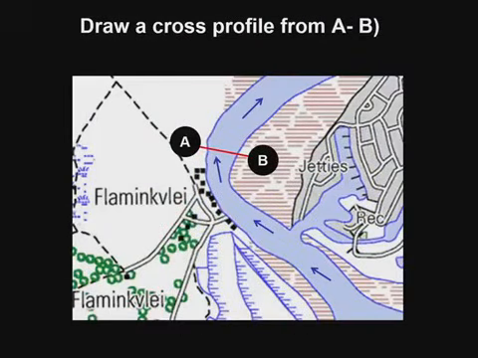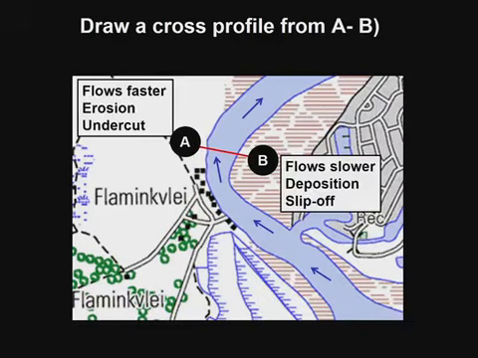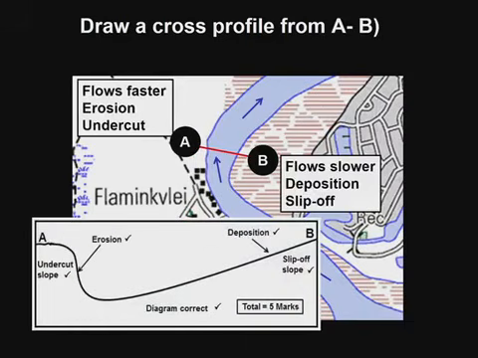Now, another popular question that they ask is to draw cross profiles from A to B. Now, we've done this in the first quarter, so I'll just go through this as quick as possible. You must know where's your undercut slope, right? You must know where's your slip-off slope, and you must know that this is what it looks like from A to B. I know that is the direction in which the river flows.